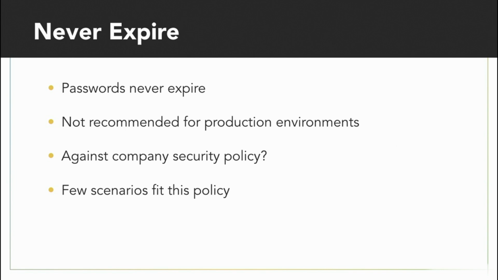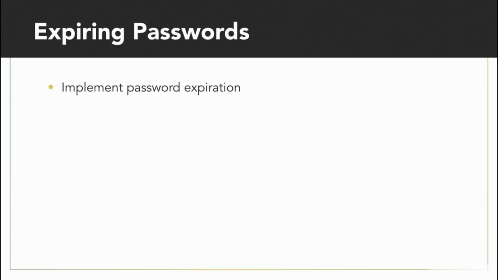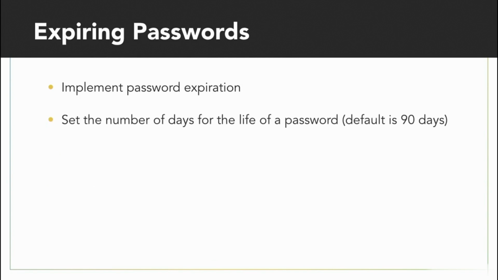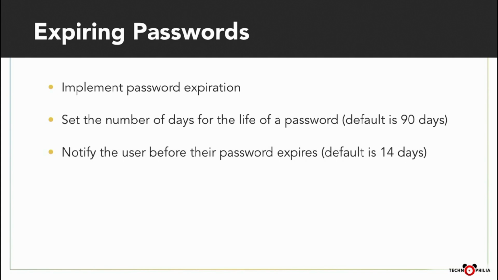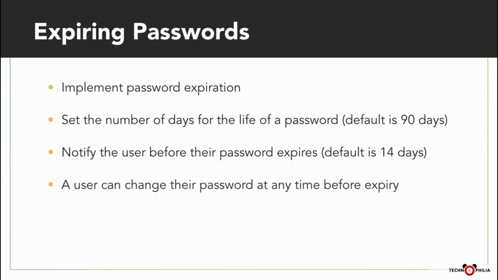By using the Expire Passwords option, you can set the number of days for the life of a password. By default, this is set to 90 days. 90 days is also the password expiration duration that the PCI Security Standards Council recommends. Emails are sent to users to warn them that their password needs to be changed 14 days before the password expires. A user can change their own password at any time before the expiry.